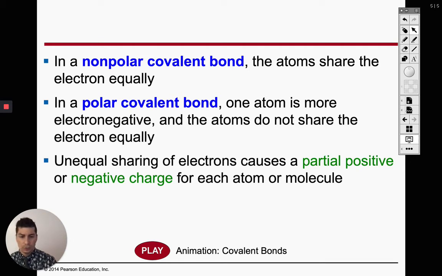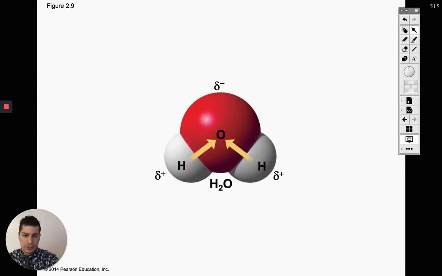So in a polar covalent bond, guys, one element is going to have that shared electron more often than the other, okay? And we're going to talk about partial positive and partial negative whenever I do the diagram. So here's a water molecule. I'm not going to worry about this right now, guys. I'm going to draw it out, and I think it'll make a lot more sense for you. So let's draw water just as we know it.